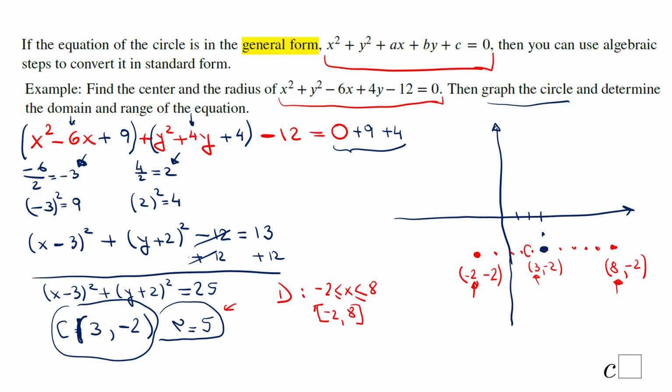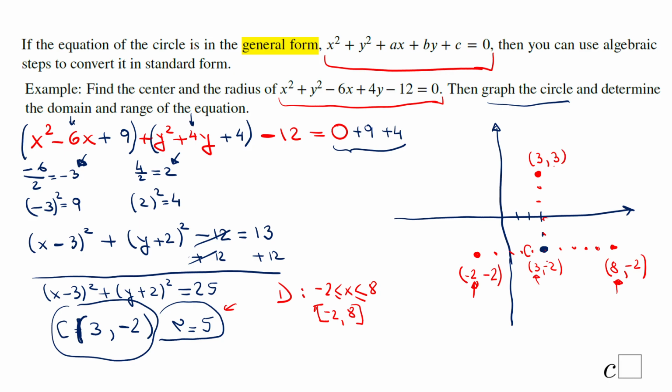How do we get the range? Very similar. Now we're going to start from this center and move up and down 5 units, because that's the radius. 1, 2, 3, 4, 5. What are the coordinates of this point? Since we move up, the x coordinate stays the same, so it's going to be the same 3. The only thing that changes is the y coordinate, and since we move up, negative 2 plus 5 is going to be 3.